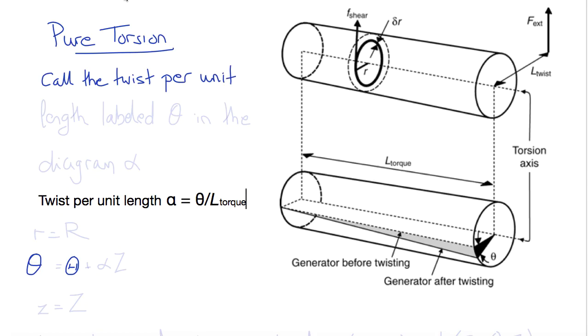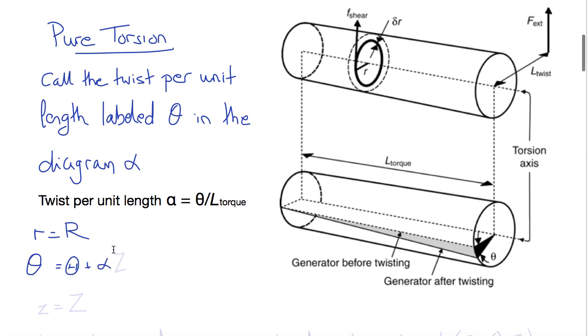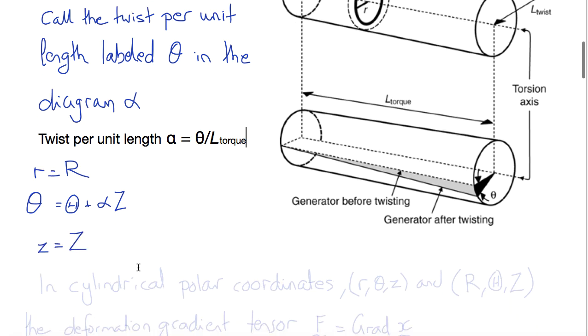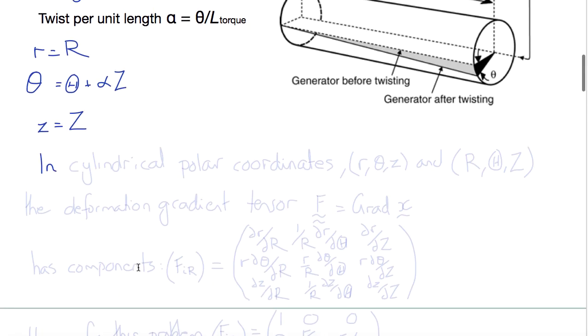So calling the twist per unit length alpha and writing the displacements in polar coordinates, then the deformed radius will just equal the undeformed radius. Deformed theta will equal undeformed theta plus an increment proportional to the z coordinate times the constant alpha, and then deformed z will equal undeformed z. So to go further, we need to be able to write the deformation gradient tensor in cylindrical polar coordinates.